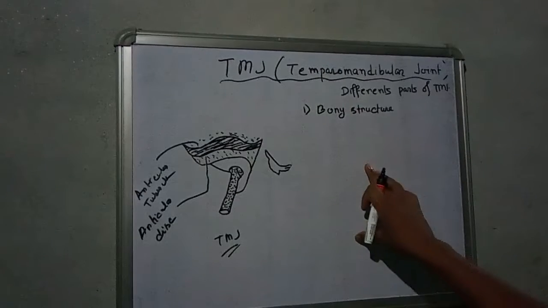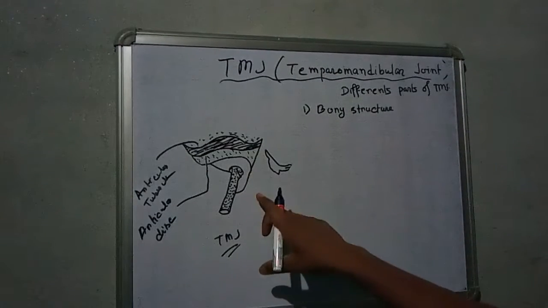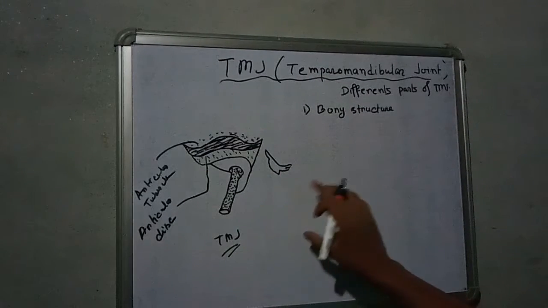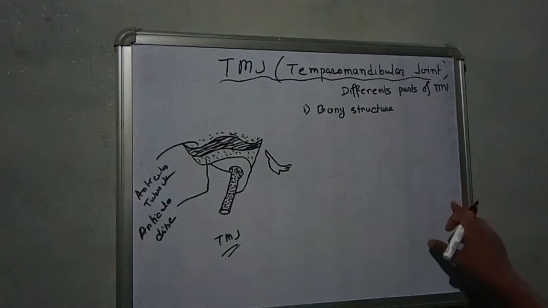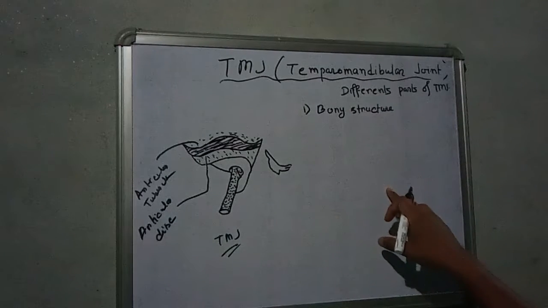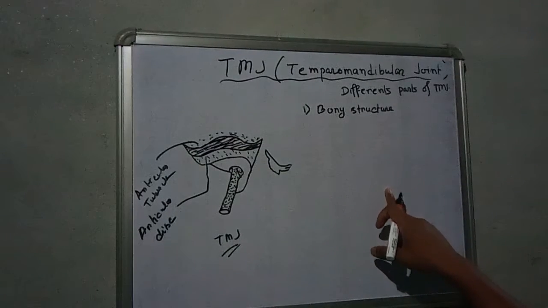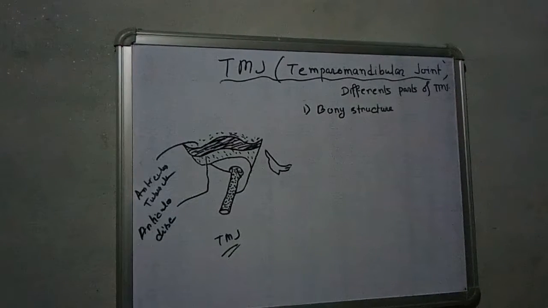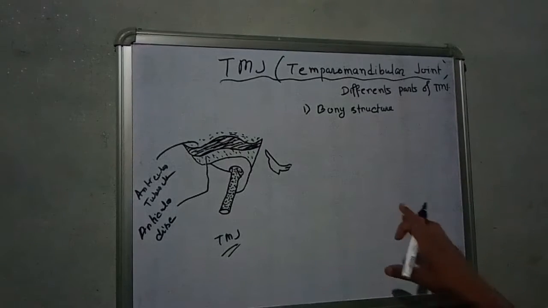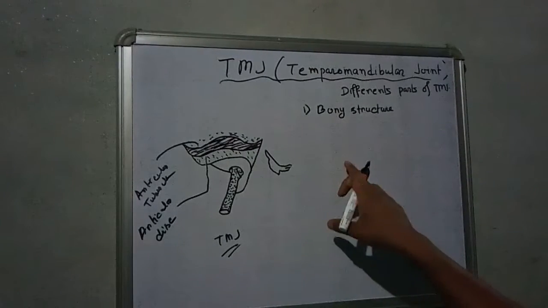And number two, that is the roof of the glenoid fossa. The roof of the glenoid fossa consists of a compact layer of bone, and the articular eminence consists of spongy bone covered by a thin layer of compact bone.